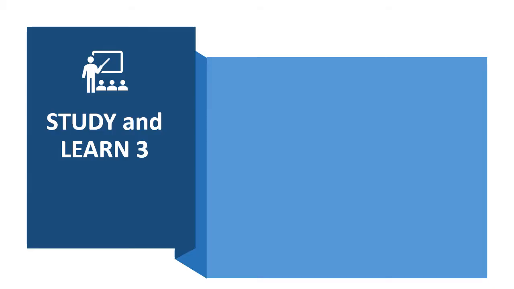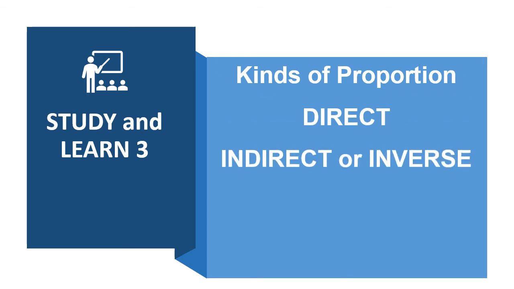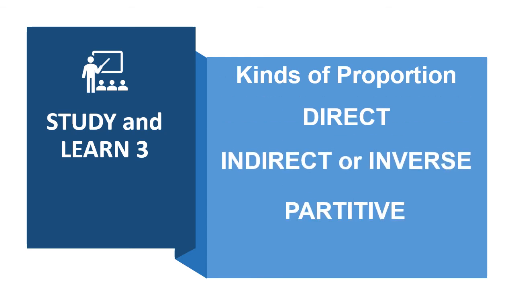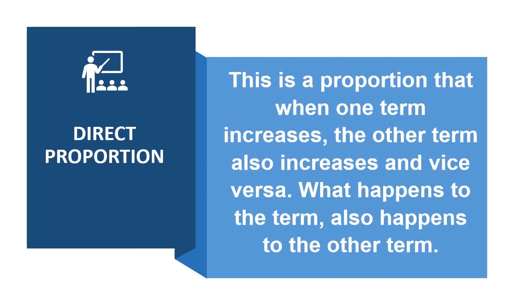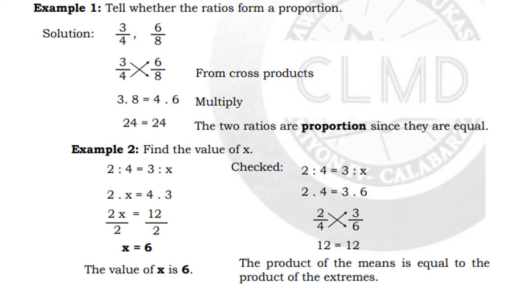Study and learn 3. Kinds of proportion. We have 3 kinds of proportion: direct, indirect or inverse, and partitive proportion. This is a proportion where when one term increases, the other term also increases and vice versa. What happens to the term also happens to the other term. Example 1 is a direct proportion.